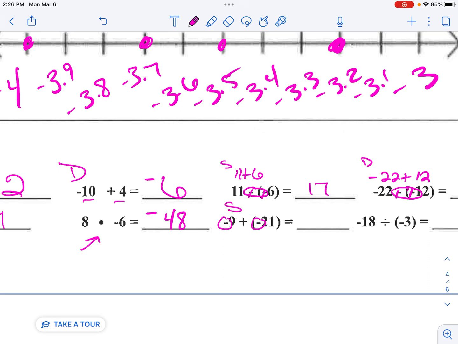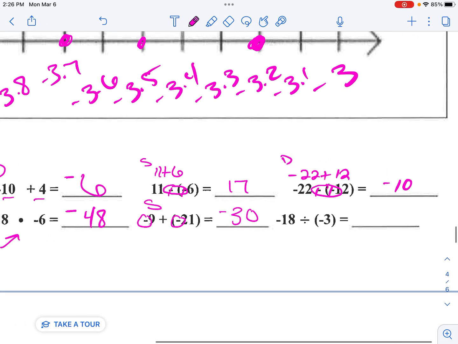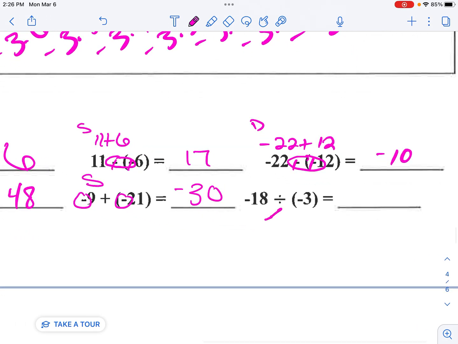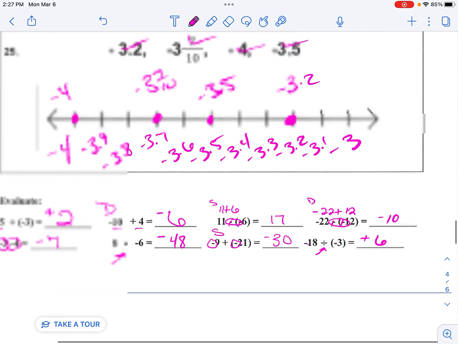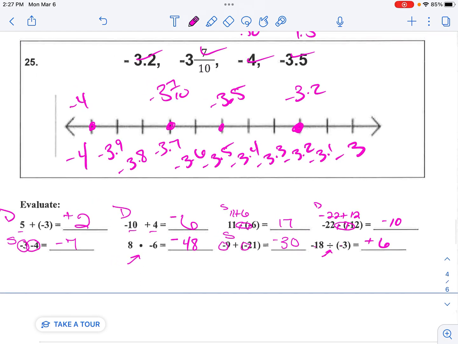-9 plus a -21, same sign, find the sum. They're all negatives. You should have a -30. And then you've got a division one, 2 negatives cancel and form a positive. 18 divided by 3 is 6.